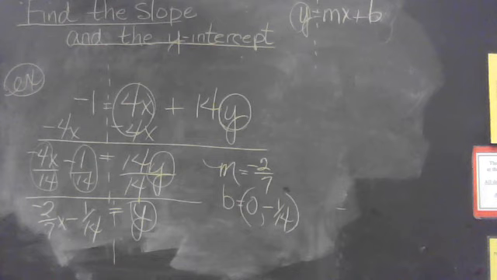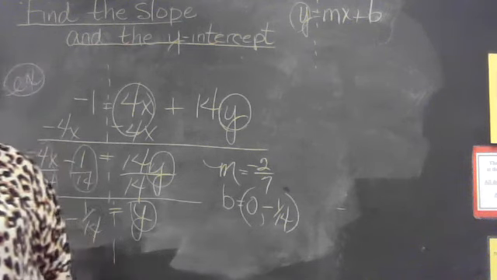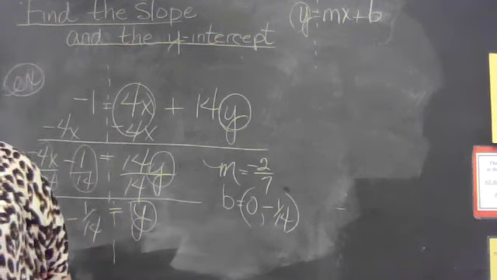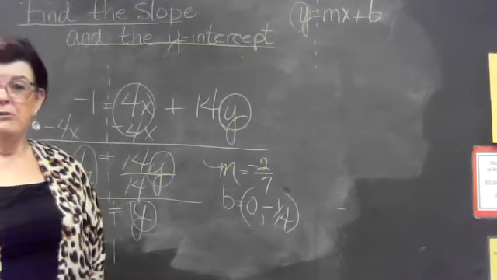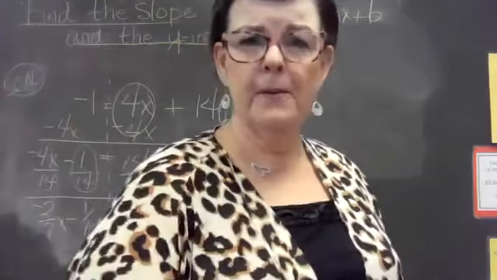Any questions? We're good? You think you can do it? So you're finding the slope using 2 points, right? And then you're finding the slope and the y-intercept out of an equation. Are we good? Okay. Are you guys ready to start?